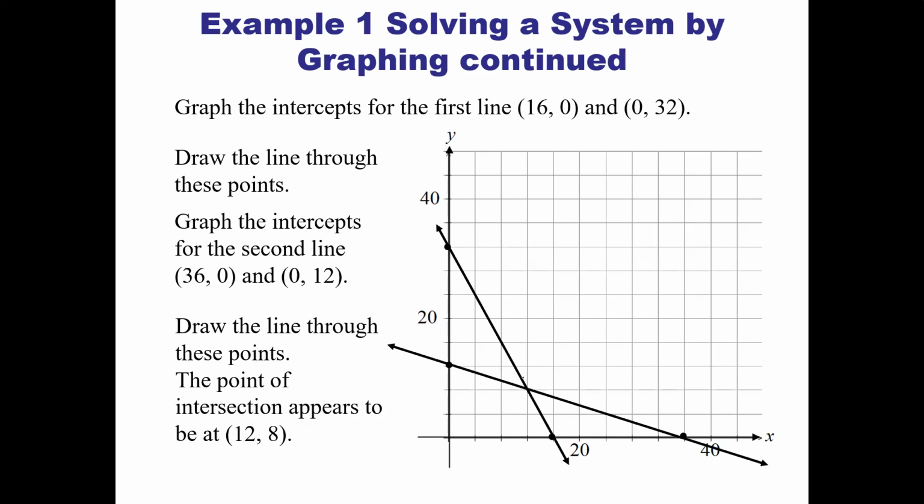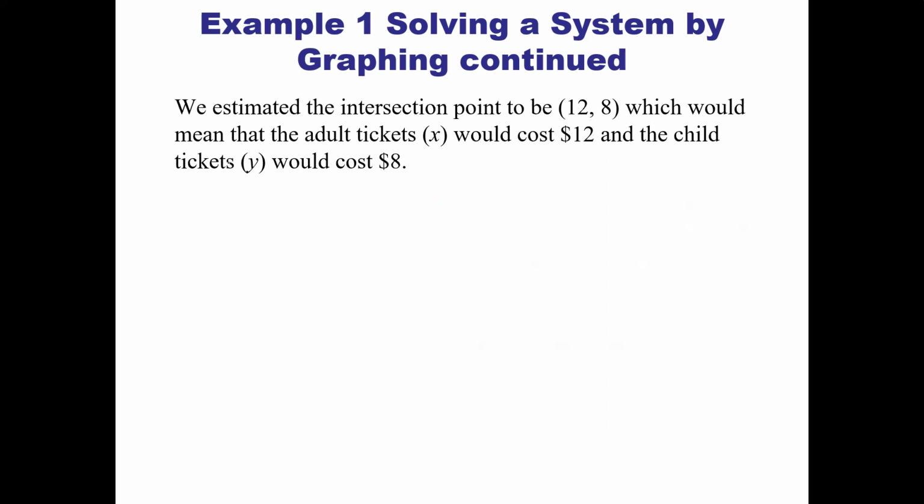And guess what? The intersection is where the solution to this system is. And so (12, 8) is going to be the solution to the system of equations. So that means the adult tickets are going to cost $12 and the child ticket costs $8.